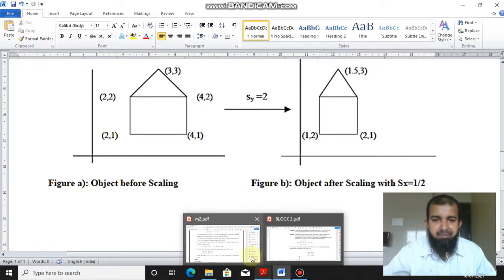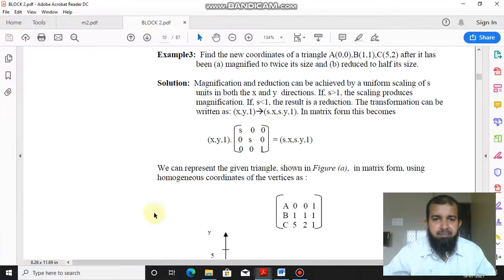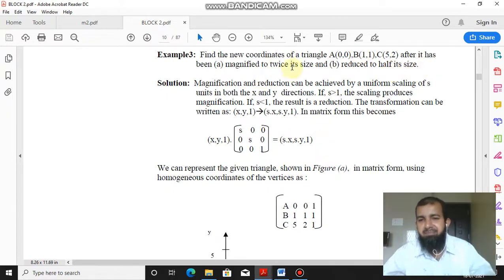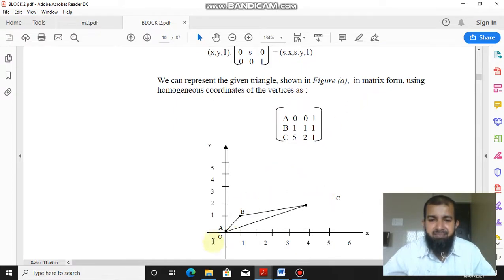We'll take an example. Find the new coordinates of a triangle A(0, 0), B(1, 1), C(5, 2), after it has been magnified to twice its size, and second, reduced to half its size. The first question is you have to magnify to twice its size, double, and the second question is reduce to half its size. The triangle is given, ABC. This is the triangle ABC.